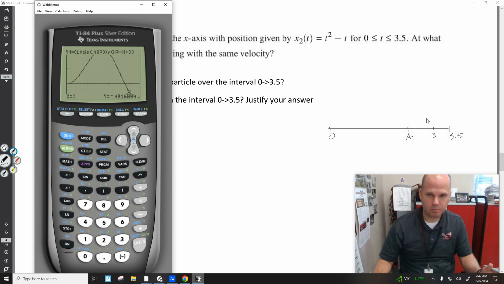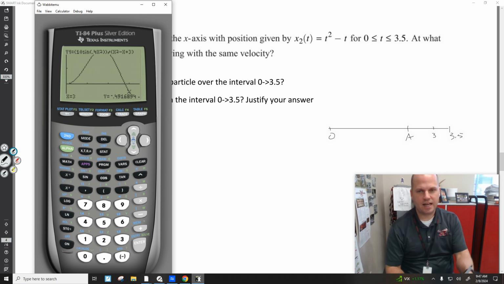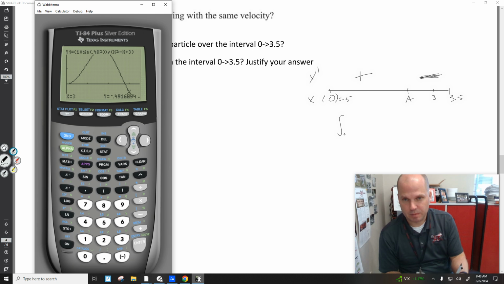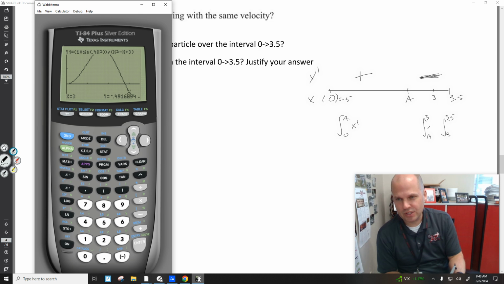This is a great question because, you know, it's not something we've been doing. We've been just looking at what's going on overall. We've been finding our positions overall. We've been looking at displacements overall, but they want you to split this from a to 3 and then from 3 to 3.5. This is something you could do if you want to.